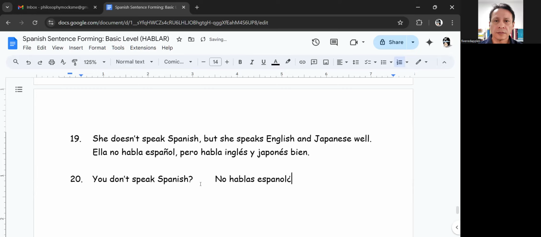Oops. I always forget where the question marks go on the keyboard, not where they go in the sentence. Here we go. ¿No hablas español? ¿No hablas español? All right, that's it.